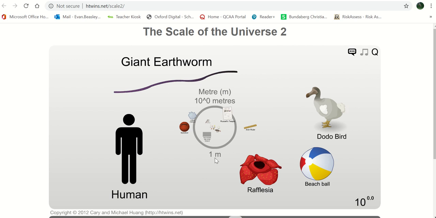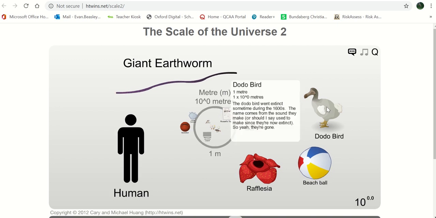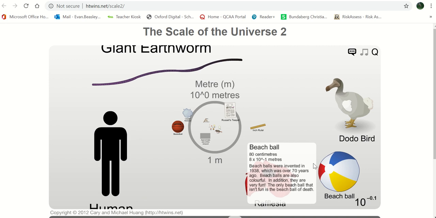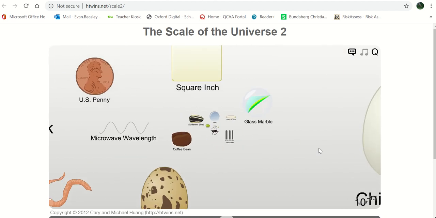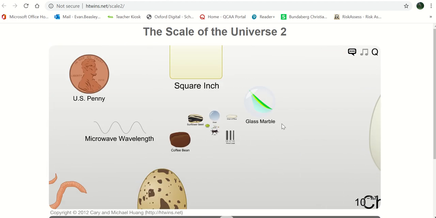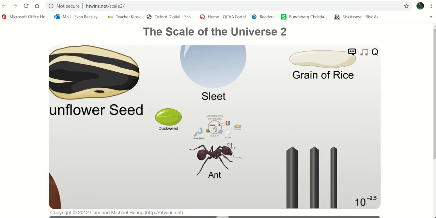So if I have a look at this, everything here, this circle represents 1 metre. So you can see a person is approximately 2 metres. A dodo bird was about 1 metre in height. A beach ball is about 80 centimetres. Now I'm going to just take a note of this. This is scrolling in, so you can see that things are getting smaller and smaller.